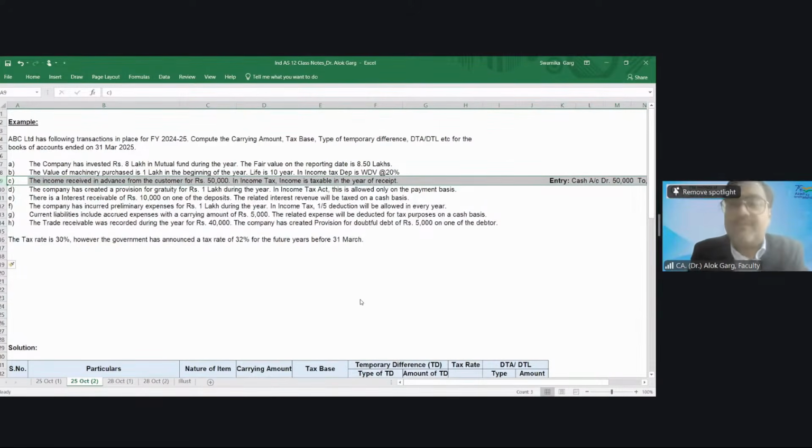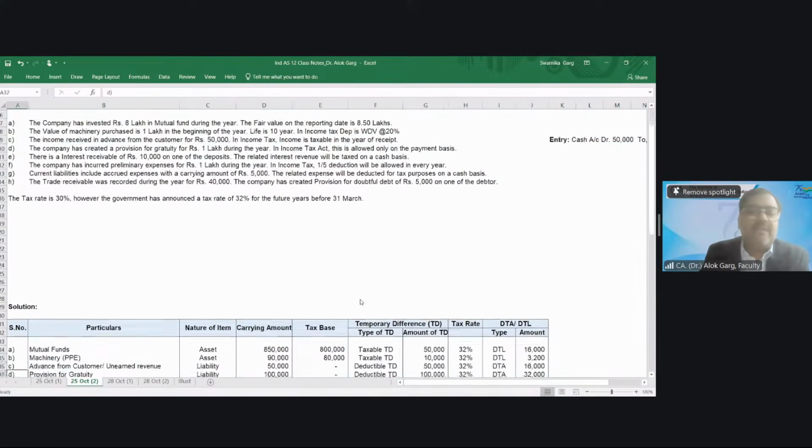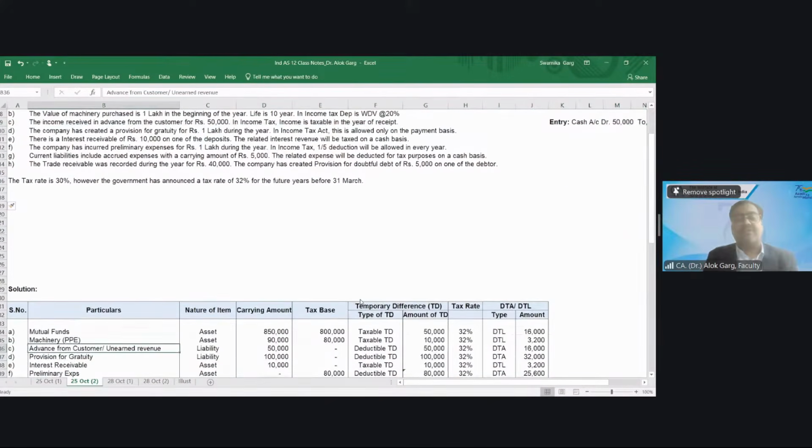What should you do? Reverse the liability, which means make an asset. Simple. So my income received in advance, advance from customer, unearned revenue liability, 50,000, tax base zero. It is an asset, deductible temporary difference, 50,000 is the difference, 32%. Your DTA is 16,000, right?